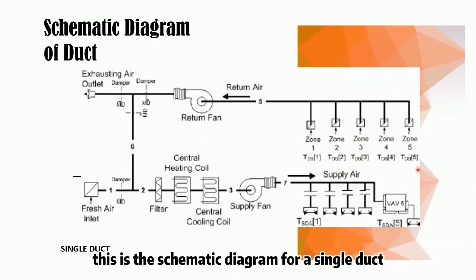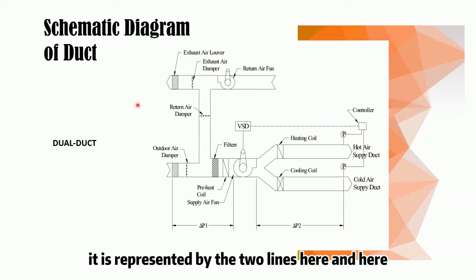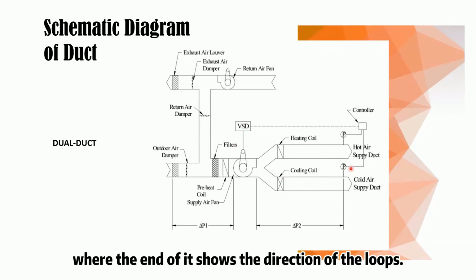This is the schematic diagram for the single duct, where there is an arrow here to indicate the flows of the fluid. And the second one is the dual duct. It is represented by the two lines here and here, and its shape is like a ribbon, where the end of it shows the direction of the flows.